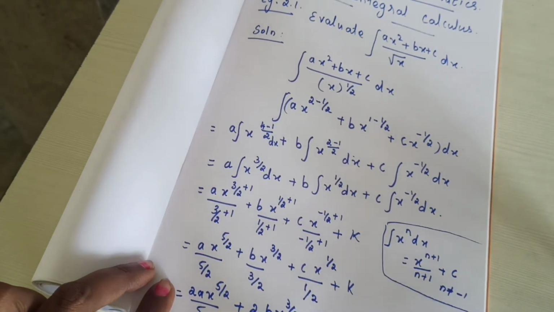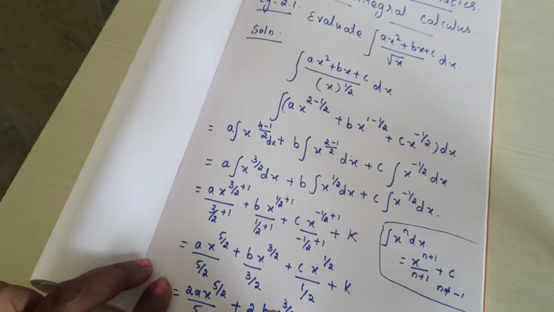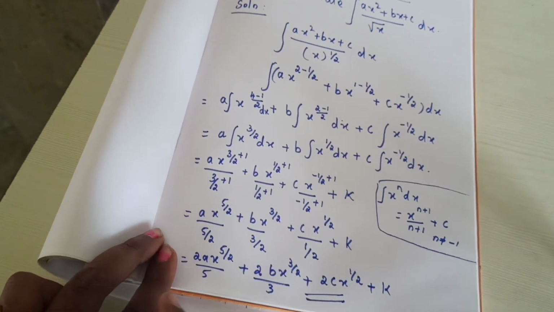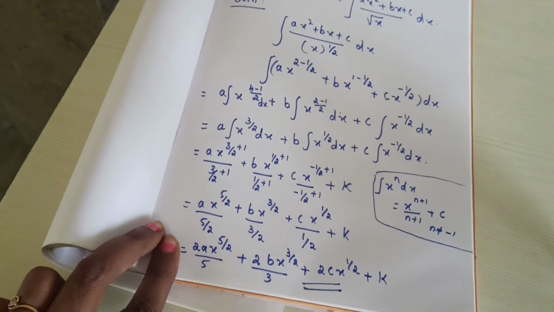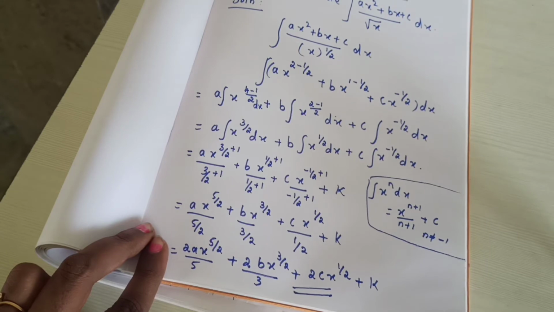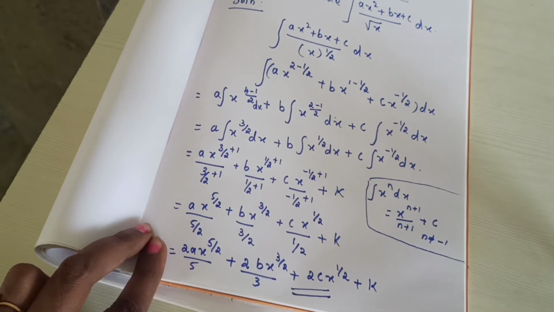So what's the formula here we are using? Integral of x power n dx. So when you are integrating, you need to put one constant of integration. Understand? Just you are substituting the n values to the respective steps. This is example 2.1. I hope you understand. Let's move to the next question.